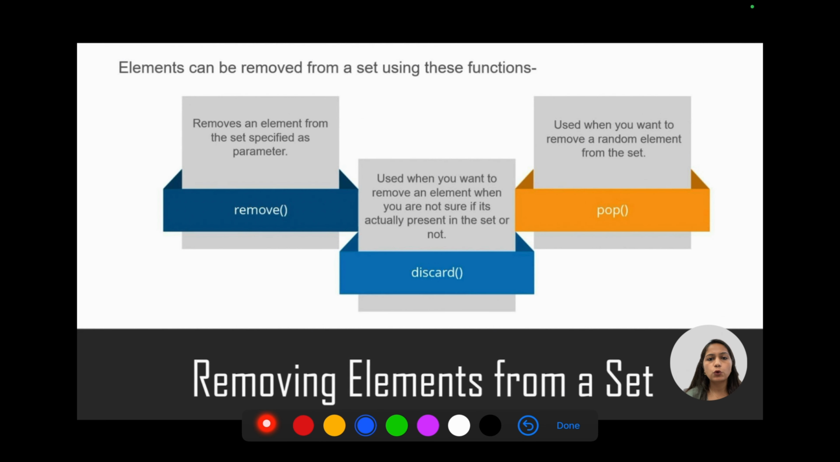If you want to remove some elements from the set, you can use 3 different functions. One is remove, another is discard, third one is pop. The remove function removes an element from the set specified as a parameter. What discard does is, it is used when you want to remove an element when you are not sure if it is actually present or not. So it will first find it, if present, it will discard it, otherwise it will not throw an error at least. Pop is used when you want to remove a random element from the set.